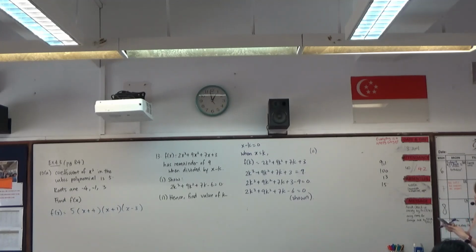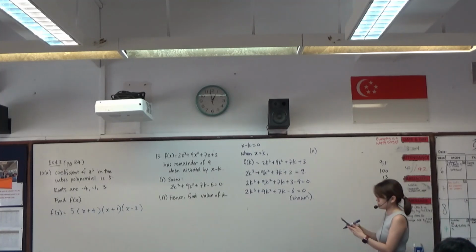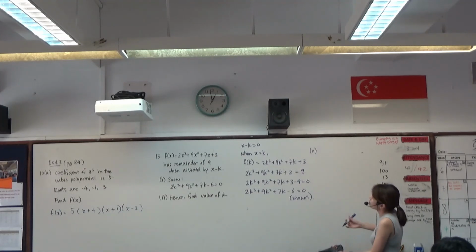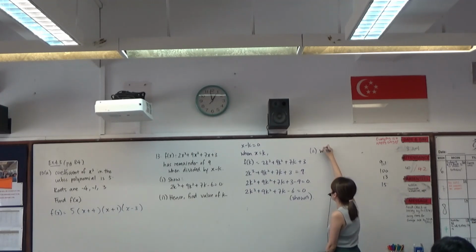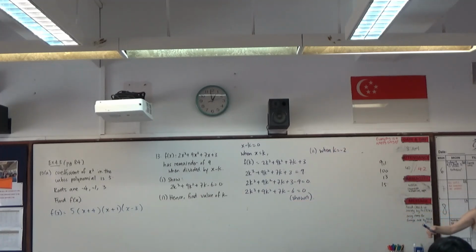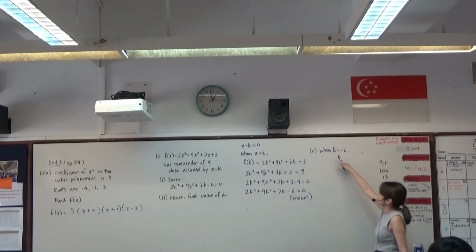Take 1. What do we have? 9, 7, negative 6, 8. Half, negative 2 or negative 3. So maybe we can use negative 2. So when k equals negative 2. Remember, we're solving an equation in k now, not in x. So take note of the notation.